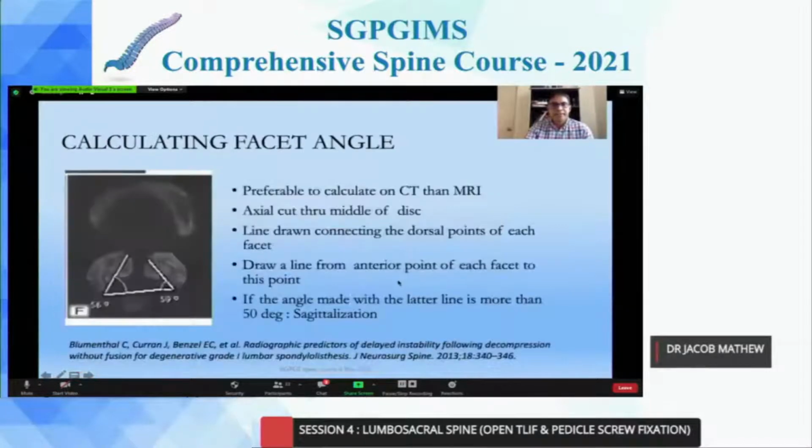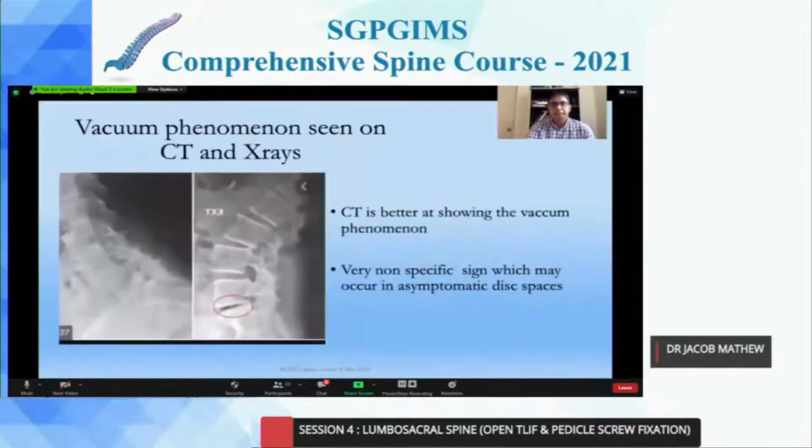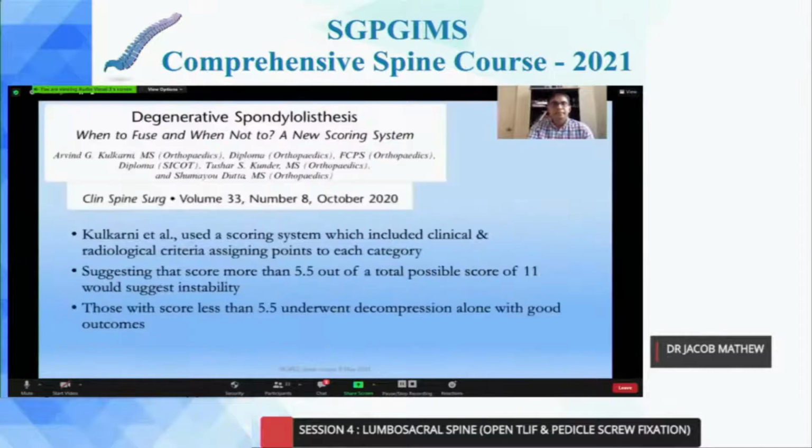So how do you calculate this facet angle? You draw a line connecting the dorsal points of each facet, then draw a line from the anterior part of each facet to this point. This angle, the average angle on both sides, is taken as the sagittal angle, and if it's more than 50 degrees, it is significant. Vacuum phenomenon is a very non-specific sign, and it can occur in asymptomatic disc spaces. So, of course, you see it better on a CT.